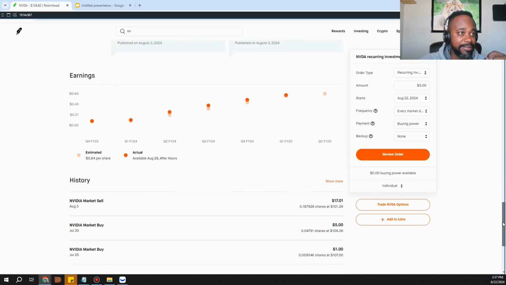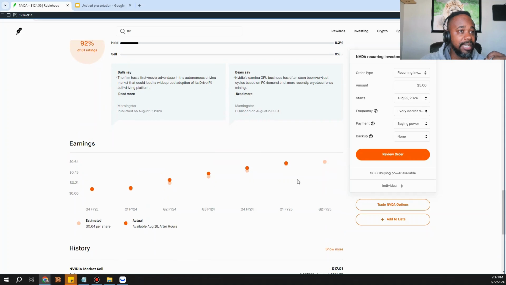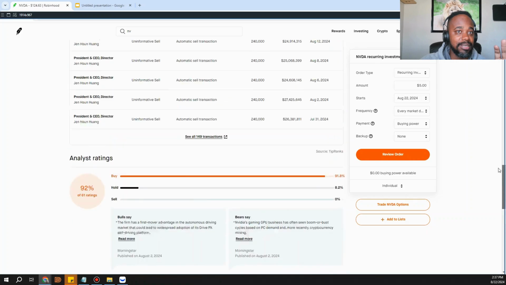Another thing that you'll find useful is the earnings dates. So you can see they have their next earnings on August the 28th, which is going to be after hours. And then you can see for every previous earnings if they actually beat or they actually lost on their earnings per share. And it looks like the last few they've beat, and then you see one that met pretty much at expectation. So all of this is really good to know.